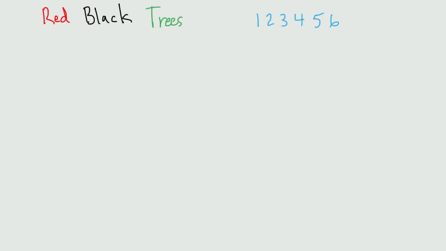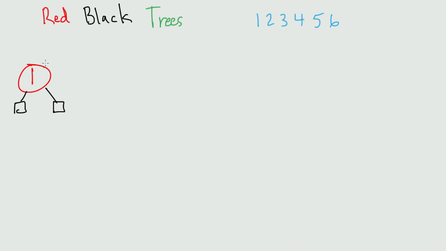So let's start. The first thing that we do is we insert a red node. So we're going to insert 1. I'm going to show the nil nodes or the null nodes so that we can use them, which we will do in just a second.